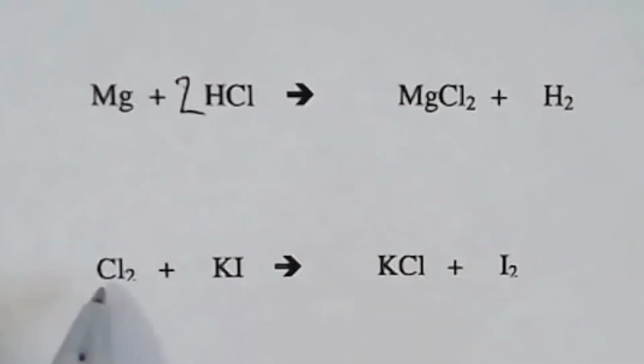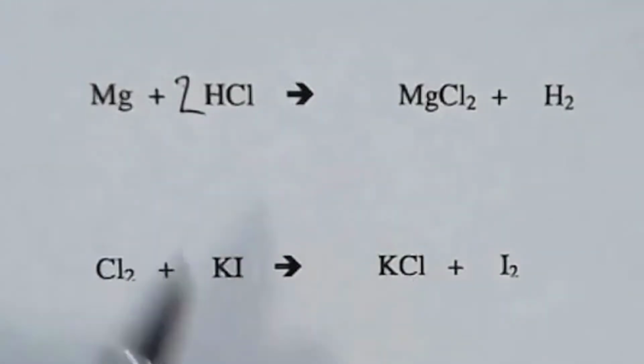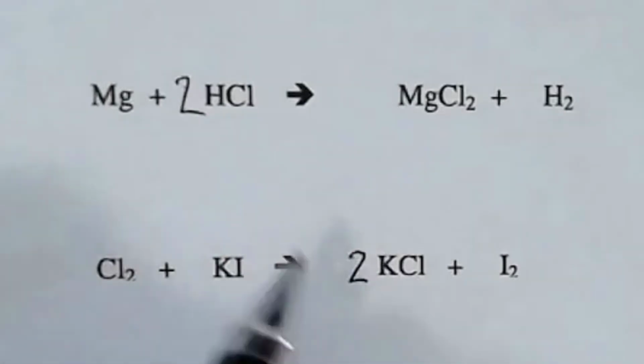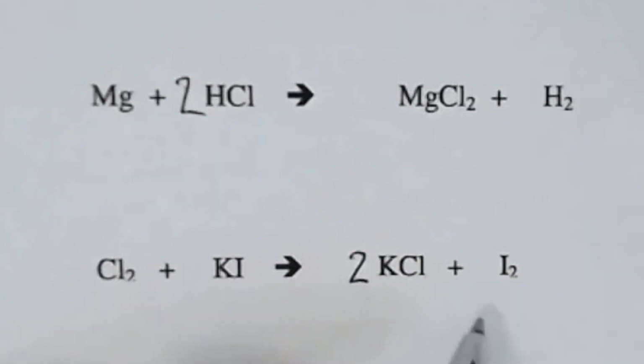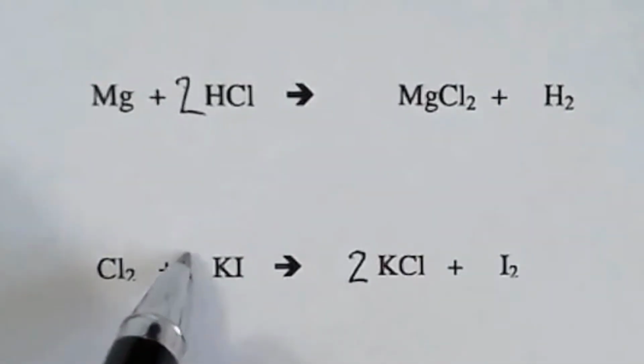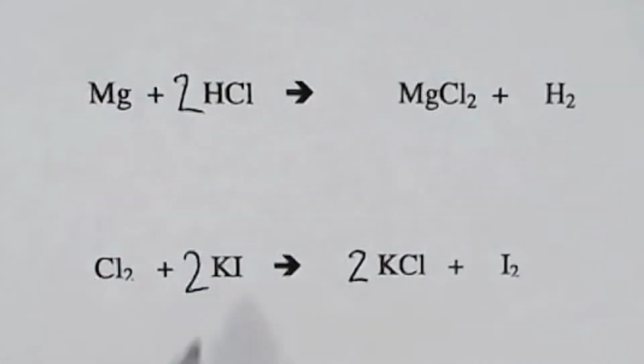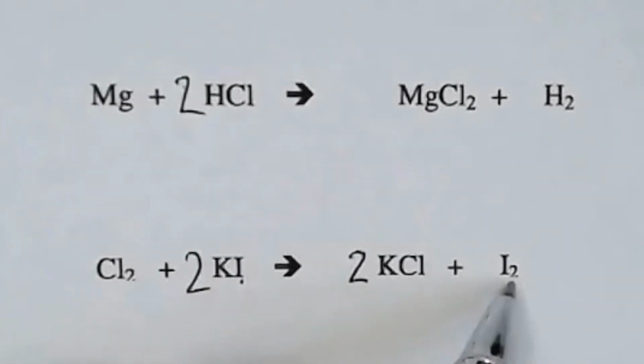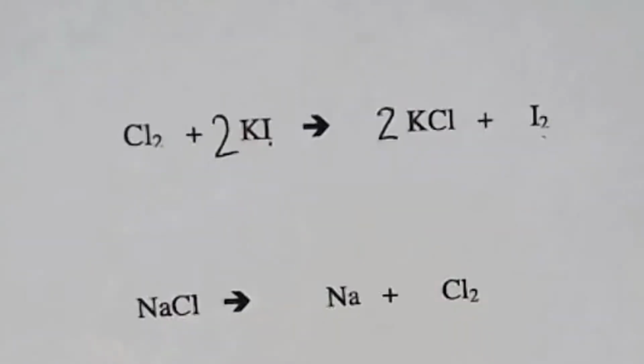Okay, so we've got 2 chlorine here and 1 chlorine here. So if I go and put a 2 here, now let's have a look. Now we've got 2 chlorine, 2 chlorine, 2 potassium and 1 potassium. Well, let's put a 2 here for 2 potassium. And now we've got 2 potassium, 2 potassium, 2 iodine, 2 iodine. Perfect.